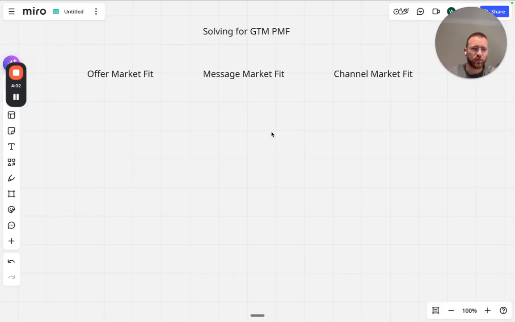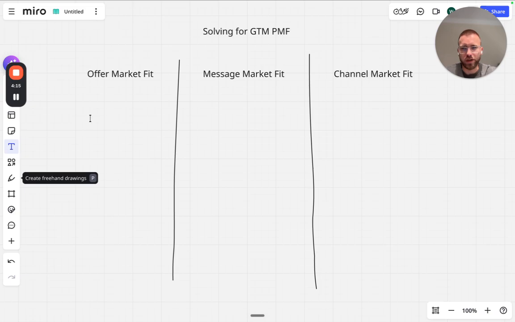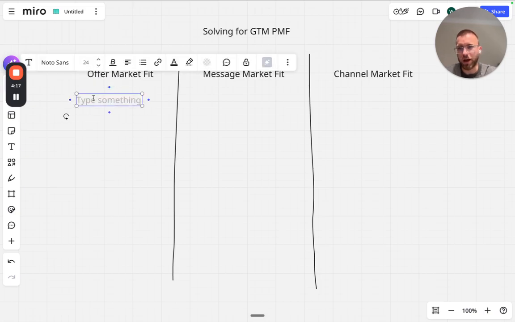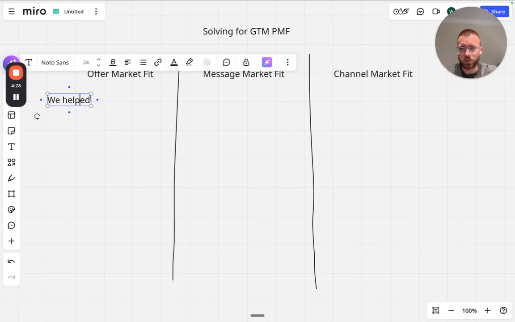So offer market fit, what are we actually looking for here? Now, the simplest way that I like to explain this is it's the actual statement in a quantitative form of what it is that you do. So the framework that I utilize the most is: we help, or it's better if you can use past tense and actually use a real example, we helped similar company achieve X within X days.